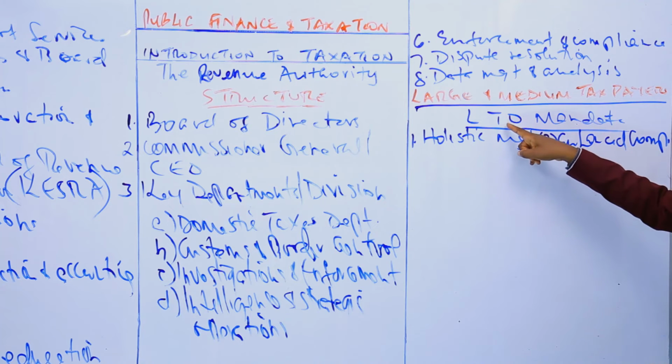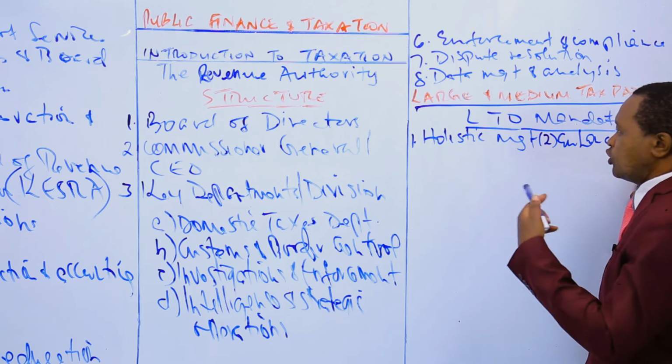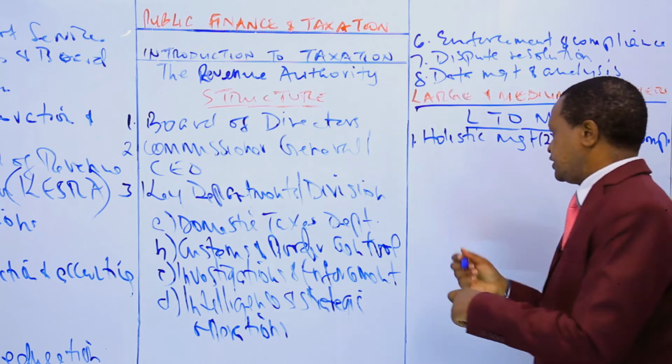So the Large Taxpayers Office enhances compliance by trying to understand the complexities around large scale businesses. The office establishes close relationships and deep understanding of the complex business operations of large taxpayers, and that is to help in enhancing compliance.